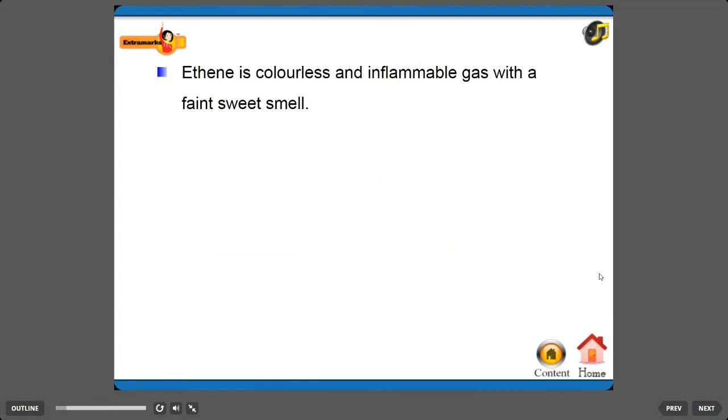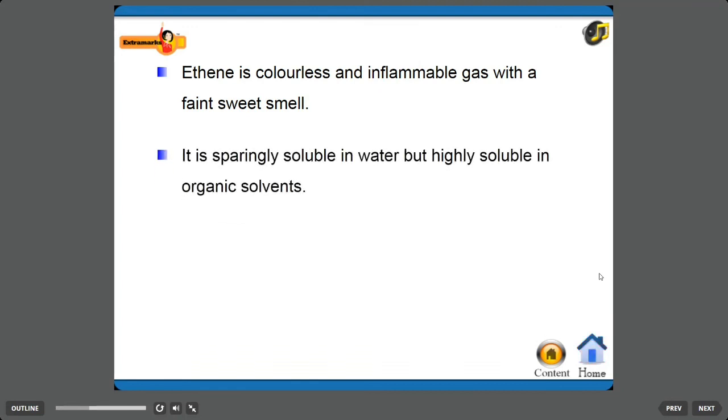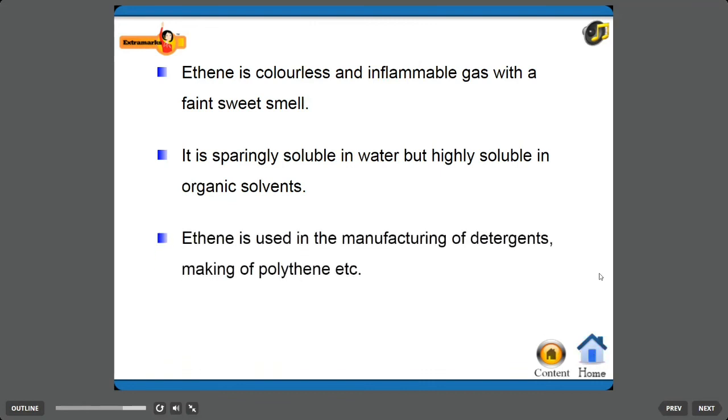Ethene is colorless and inflammable gas with a faint, sweet smell. It is sparingly soluble in water but highly soluble in organic solvents. Ethene is used in the manufacturing of detergents, making of polythene, etc. It is also used for cutting and welding purposes.